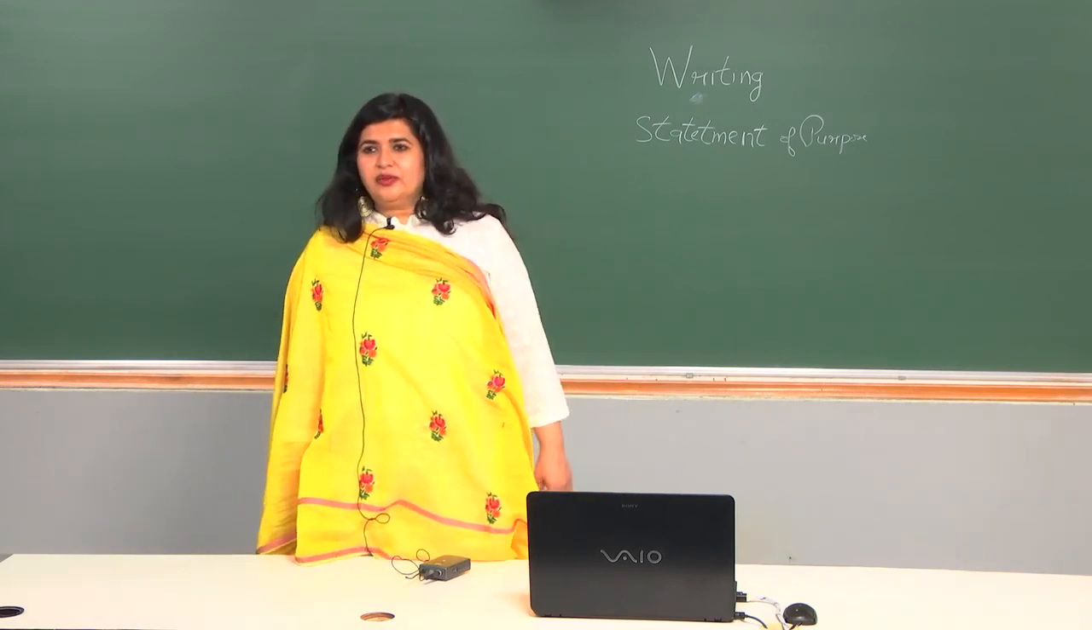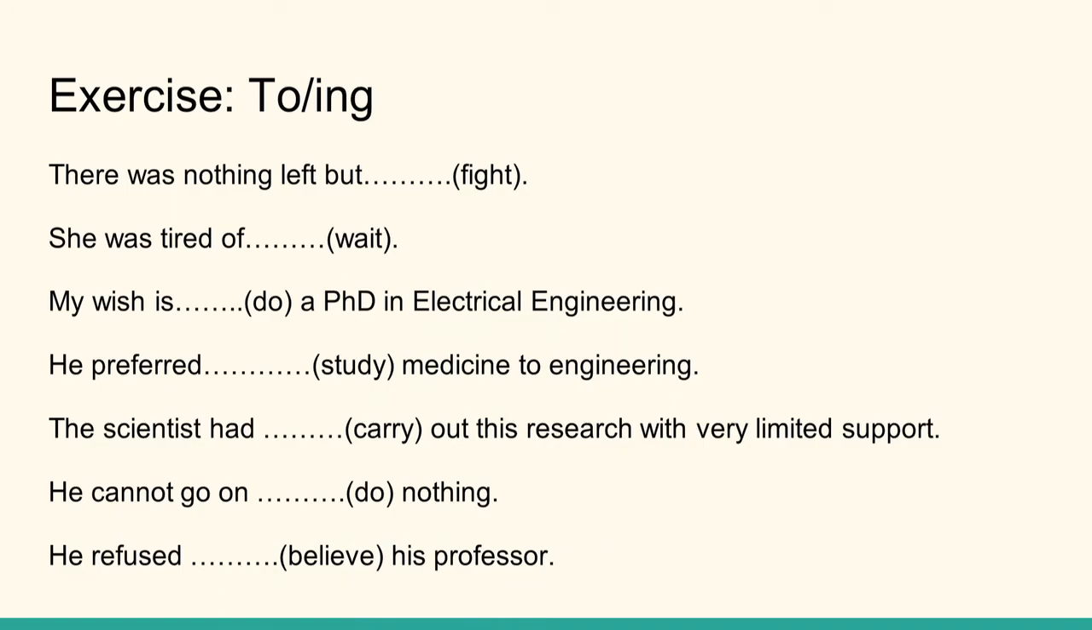Now, here is an exercise for you on where to use to and the ing form of a verb. Please take a look. There was nothing left but dash. She was tired of dash. My wish is dash a PhD in electrical engineering. He preferred dash to study medicine to engineering. The scientists had dash to carry out this research with very limited support. He cannot go on dash nothing. He refused dash to believe his professor. Now, where will you say to and where ing?